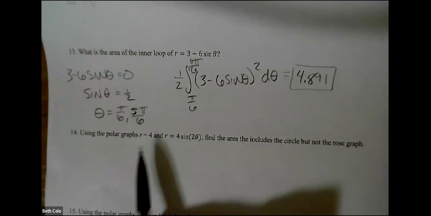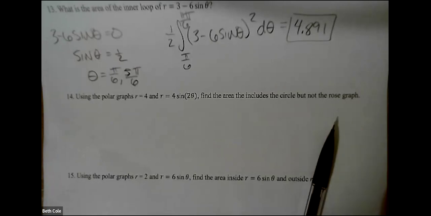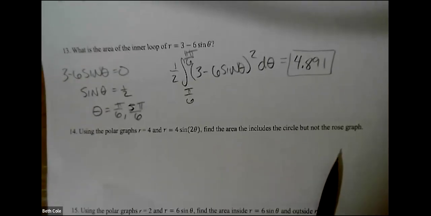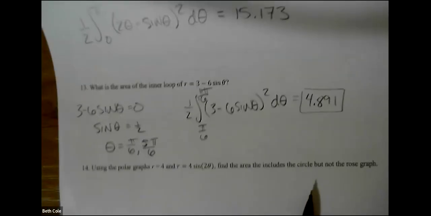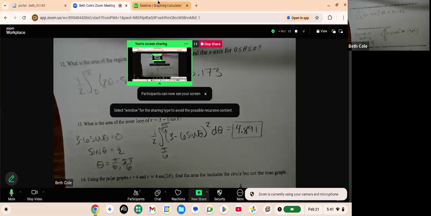All right, using these two polar graphs, we want the area that includes the circle, but not the rose graph. So we're going to do the circle minus the rose graph. What's nice about this being calculator is you can actually plug it in and take a look visually at what the graph is going to look like.